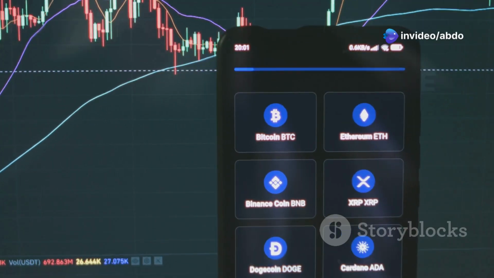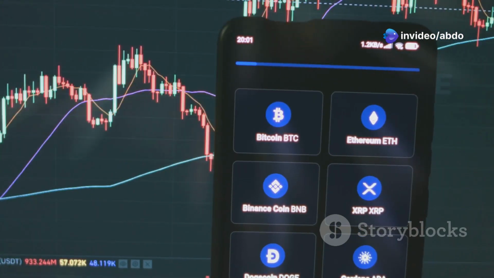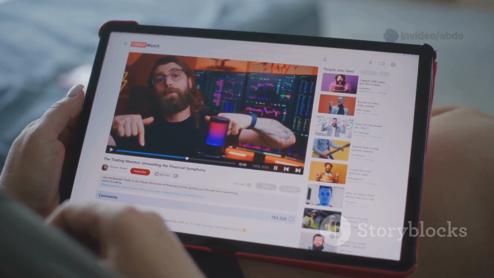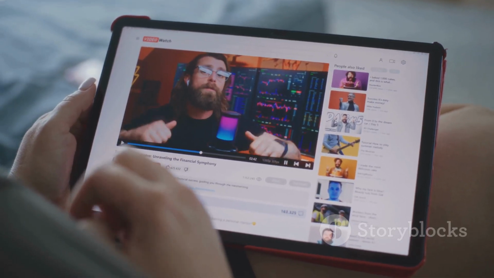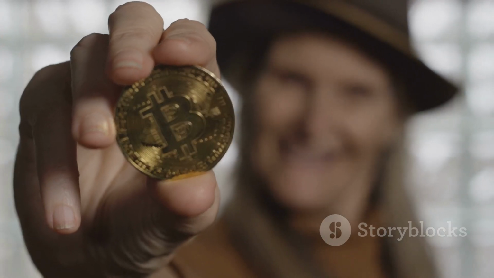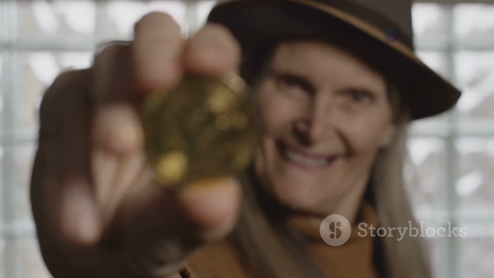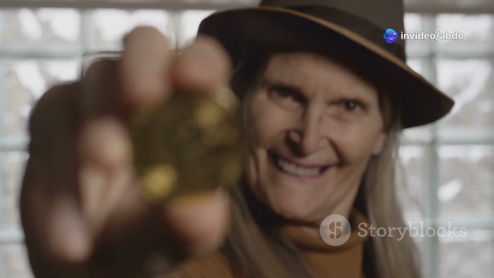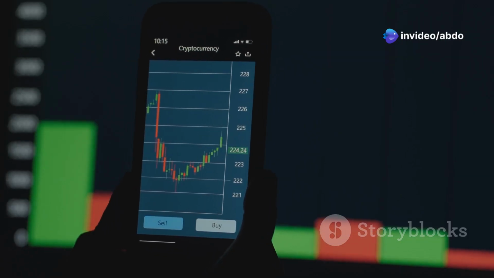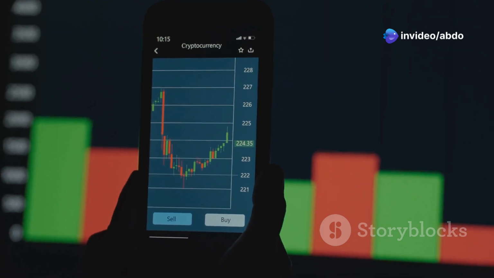One of the main advantages of spot trading is its simplicity. It's easy to understand, making it an ideal starting point for beginners. You buy Bitcoin, Ethereum, or any other cryptocurrency and hold it in your digital wallet. You can hold on to it for the long term, hoping for its value to increase.